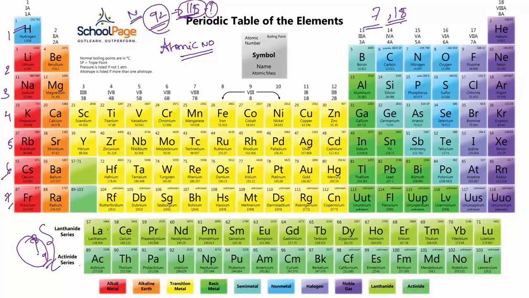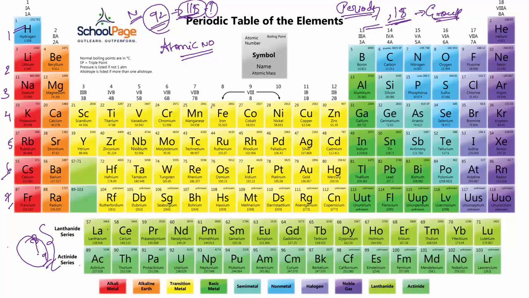There are 18 columns in this periodic table, which are also called groups. So the columns are called groups. Rows are also called periods. The periodic table contains 7 periods and 18 groups.